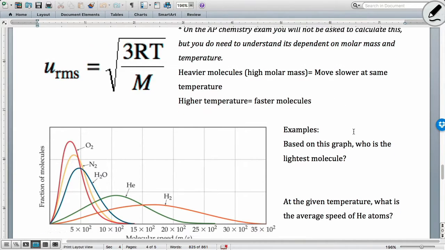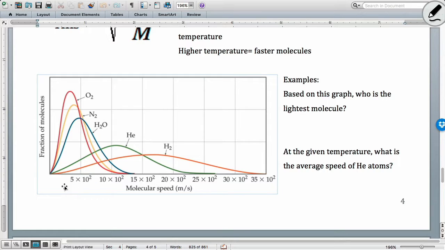So they like to show you guys graphs like this. This shows all of the molecular speeds at a certain temperature. I think this is at standard temperature, which is 0 degrees Celsius. So this is all at the same temperature. Now, notice who here is moving the fastest. Which molecules are moving the fastest? Well, it's this orange line, which is H2.